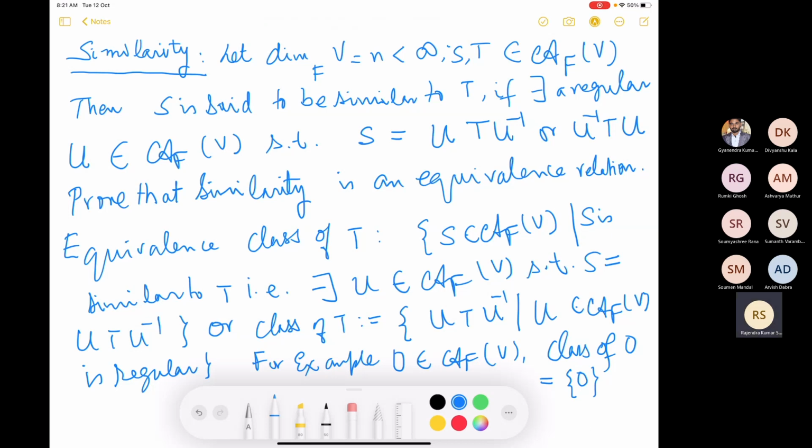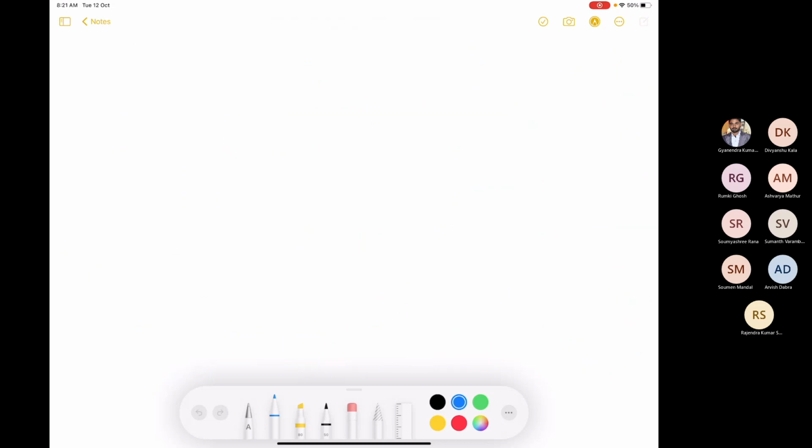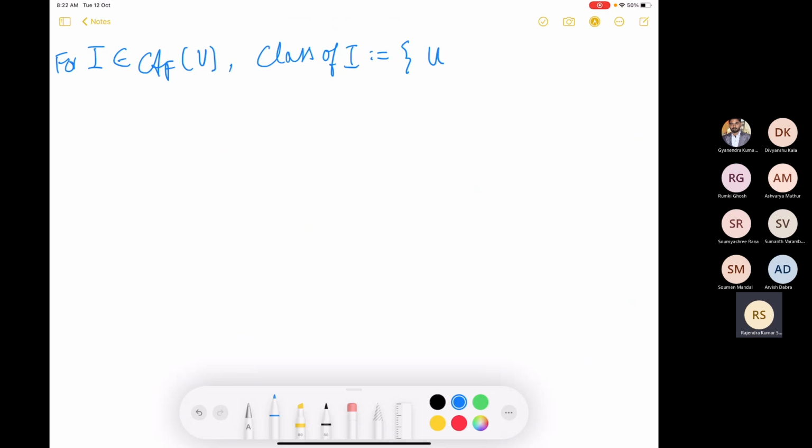Likewise, you can also see, if I is the identity linear transformation, which maps V onto V itself, the class of I will consist of what? All U I U inverse. And therefore, this is I only. So this also consists of only one element.